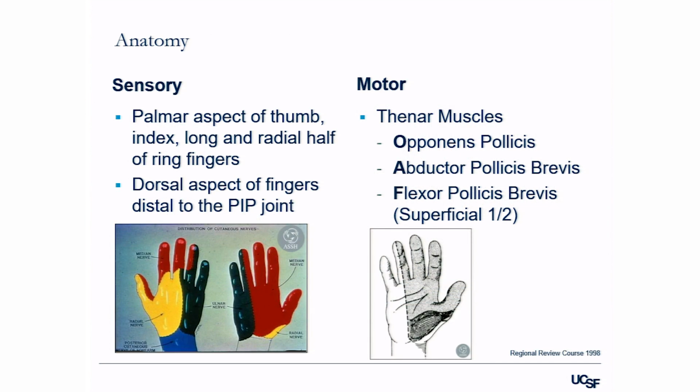So sensory, I think everyone knows the classic sign. It's thumb through part of the radial side of the ring finger, always on the volar side, and just the fingertips here. And then the motor, it's LOAF, so the median nerve does the radial side lumbricals, the opponens, and the abductor pollicis brevis.